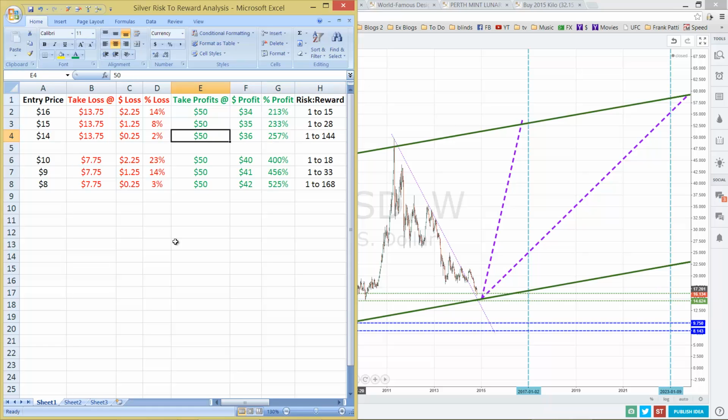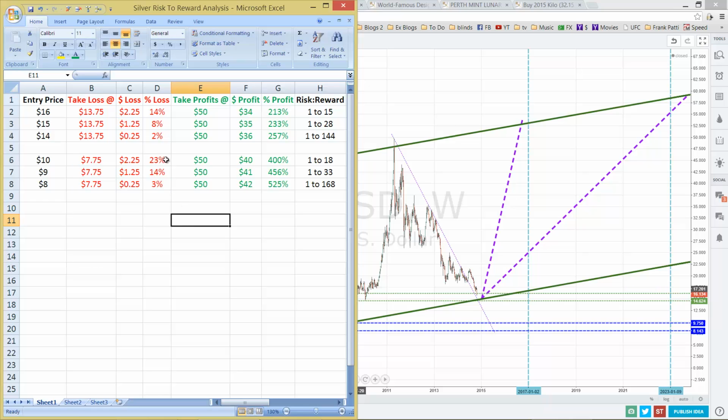Now, if you miss the $14 price point, for whatever reason you were hesitant, or if you got in and you got shaken out and you're looking for the next entry point to get back in, it will be, like I mentioned earlier, between $10 and $8. And the stop loss for all of these will be $7.75. Accordingly, this is the dollar amount loss that's available for each of those entry points, and these are the percentage losses that you will incur as you get in.